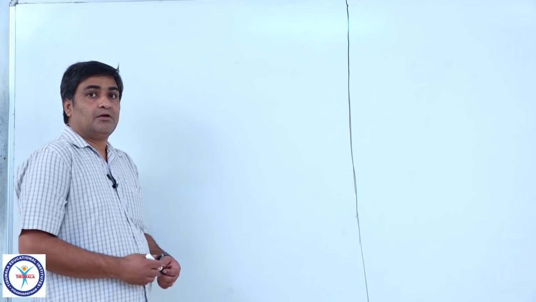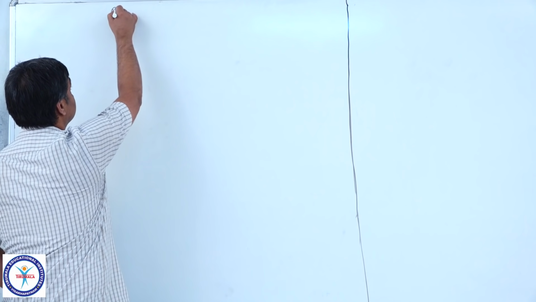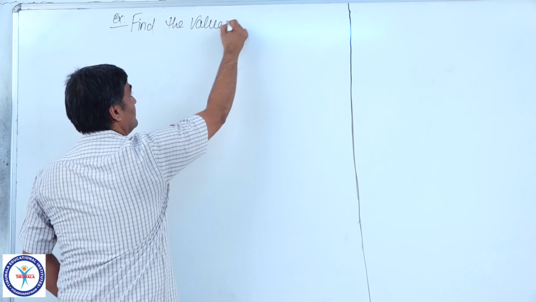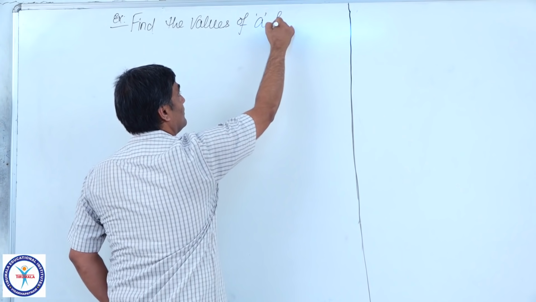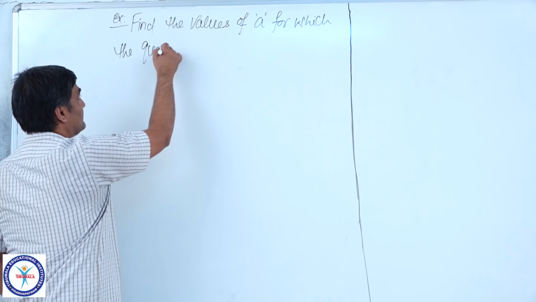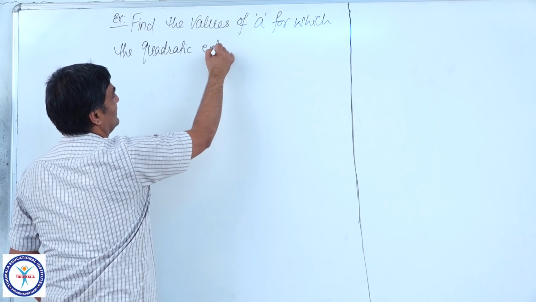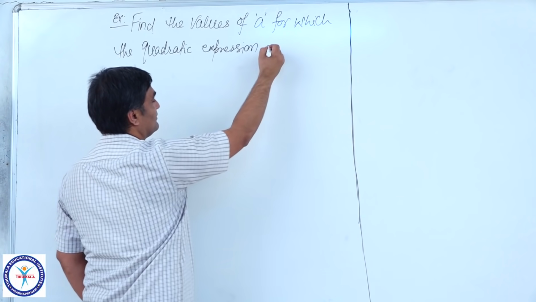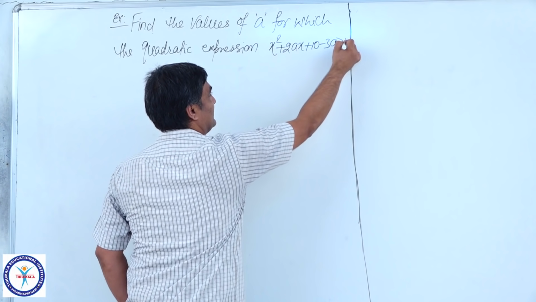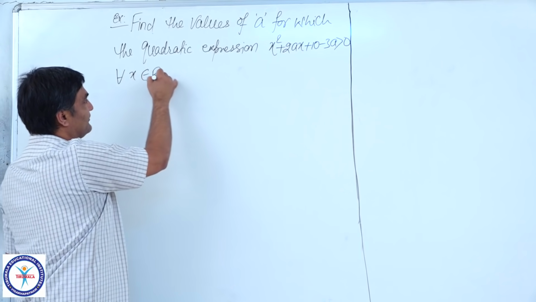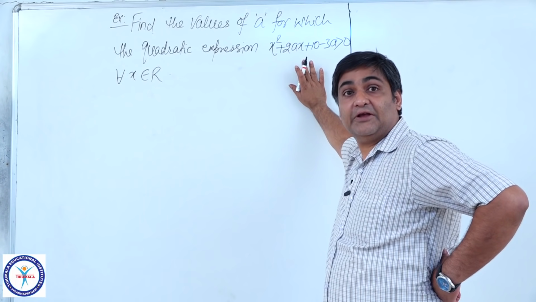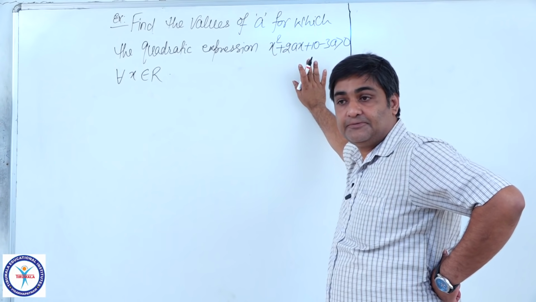Now, let us go through some examples. Find the values of a for which the quadratic expression x square plus 2x plus 10 minus 3a is greater than 0 for all x belonging to R. Means we have to find the values of a for which this expression is always positive.